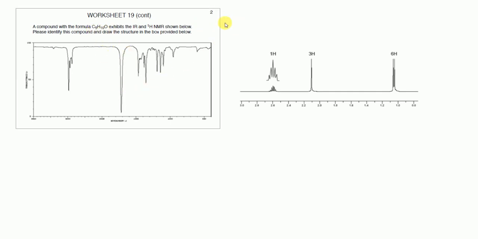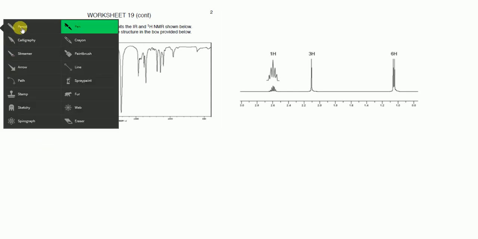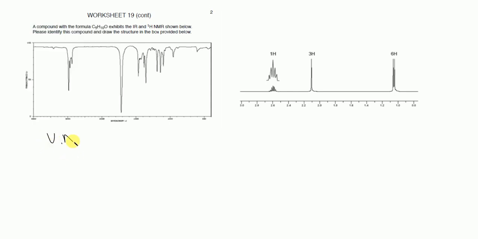C5H10O. So again, we have the same formula. I have a saturation value of 1. And then again, I very quickly see the carbonyl peak. All right, now let's go on to our NMR. First thing, I'm going to go from left to right. I have a CH. And what I see here is that it looks pretty complicated. I have 1, 2, 3, 4, 5.